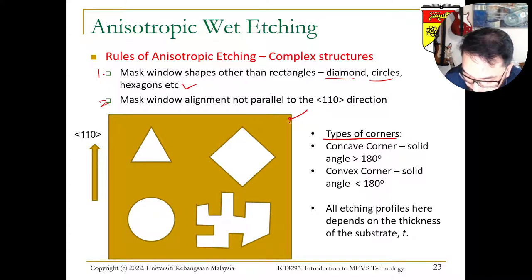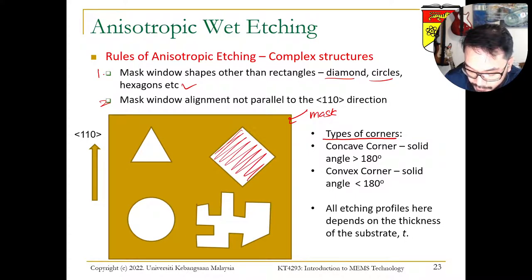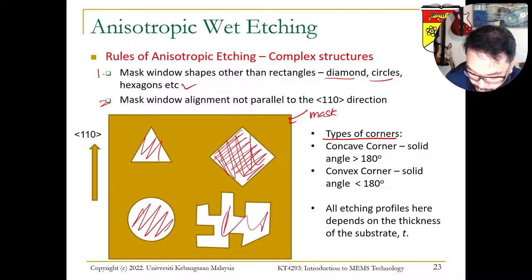So if this is our mask, the yellow region is the covered region. The white region is basically the window opening. So if you put it on top of your silicon, this is the exposed silicon. The yellow region is all the covered region, or what we call the solid region, right? So let's call the covered region the solid region, and the opening window is the opening.